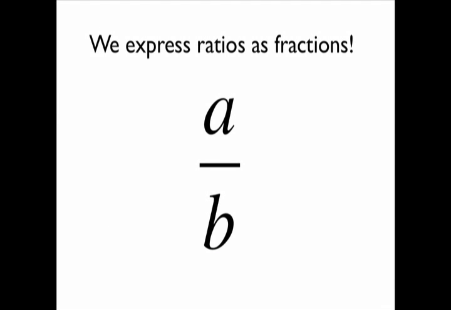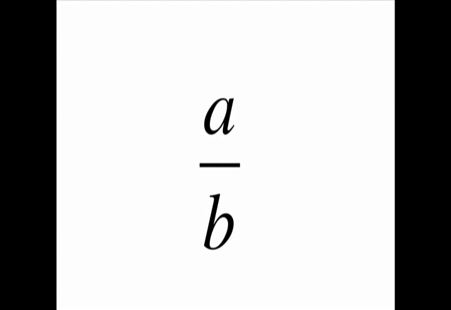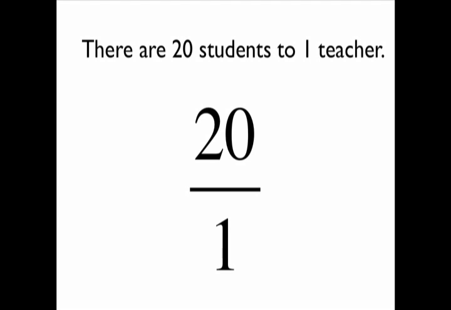We express ratios as fractions. A to B becomes A over B. This is very helpful in performing calculations. The 20 students to 1 teacher becomes 20 divided by 1 as a fraction, where 20 is the numerator and 1 is the denominator.